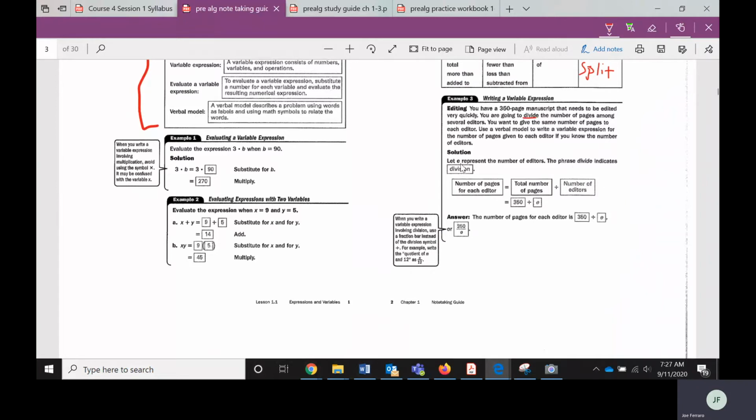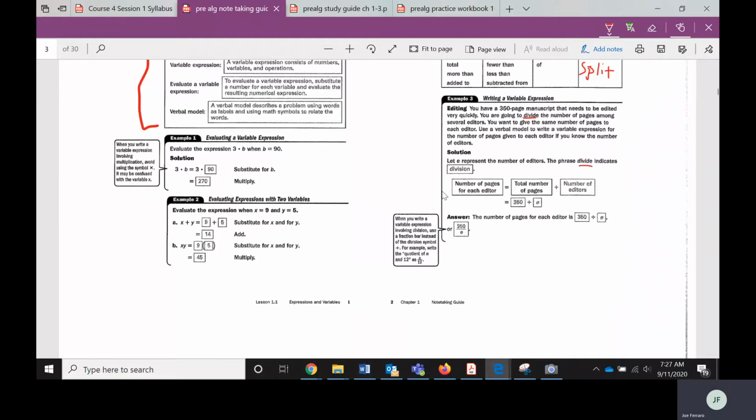So when you have something you don't know, you're going to use a variable. It says let E represent the number of editors, which we don't know. That's something that can change, whether we're going to have 10 or we're going to have 5, whatever. Then we can figure out how many pages each gets. And it says the phrase divide indicates division.